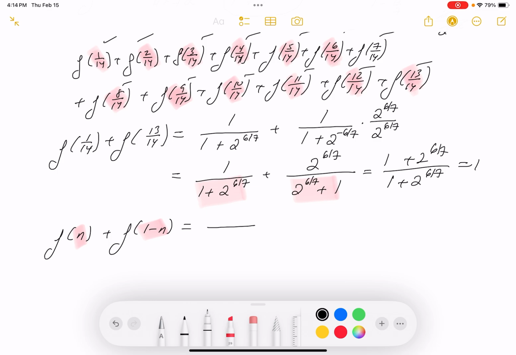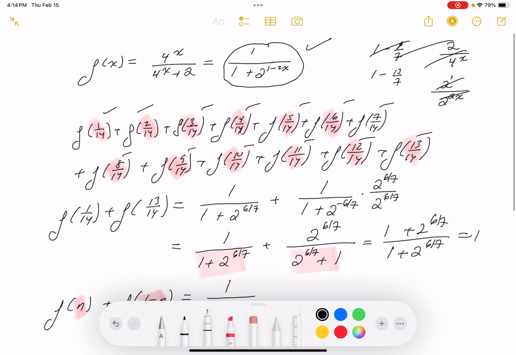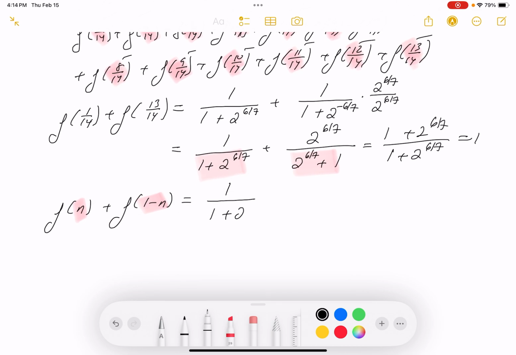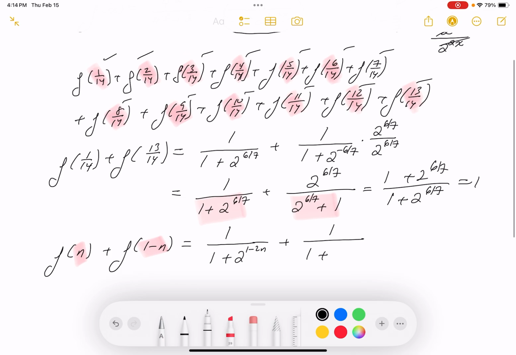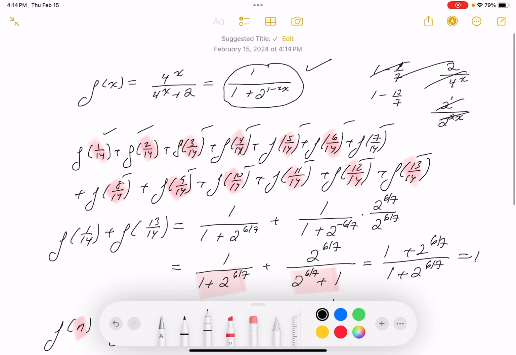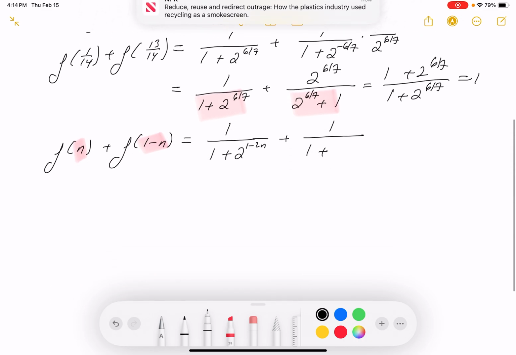Again, I'm using the same formula. 1 plus, I want to remind you what that formula is. It's right over here. Let's put the n in, and you get 1 plus 2 to the 1 minus 2n. Plus, it's a little more complicated. So it's 1 plus, I got to do that exponent again, but now it's going to be 1 minus n. So I'm going to put this over here. So it's going to be 1 minus 2 times 1 minus n. What do you get there? 1 minus 2 plus 2n, which would be 2n minus 1. Write that down.